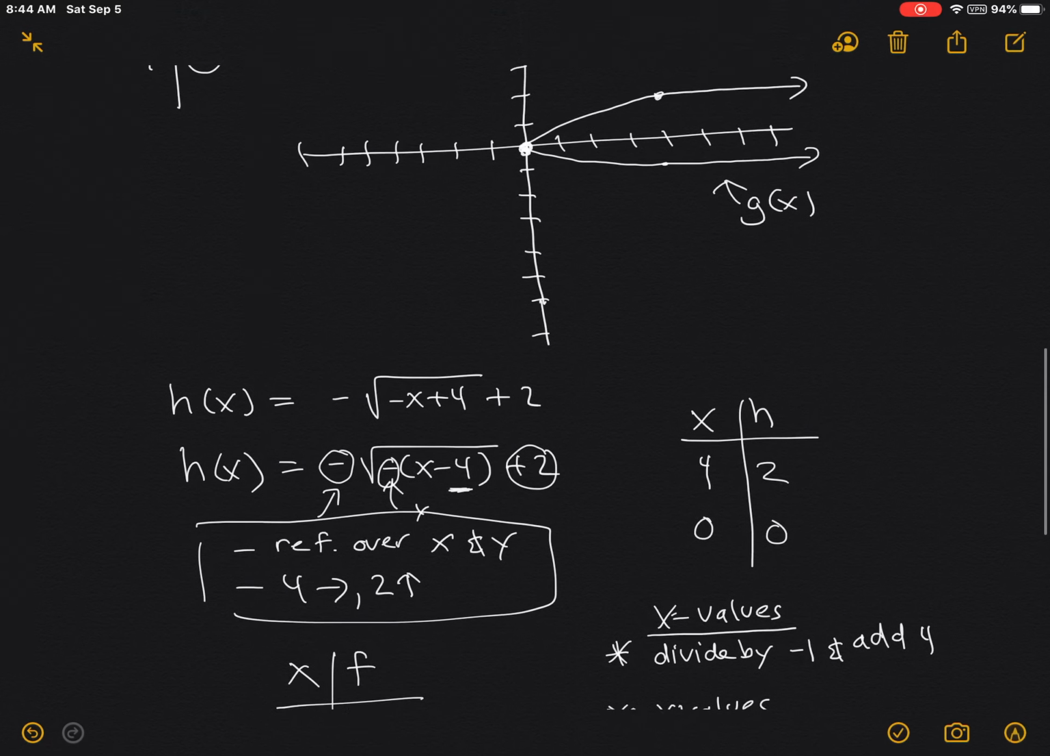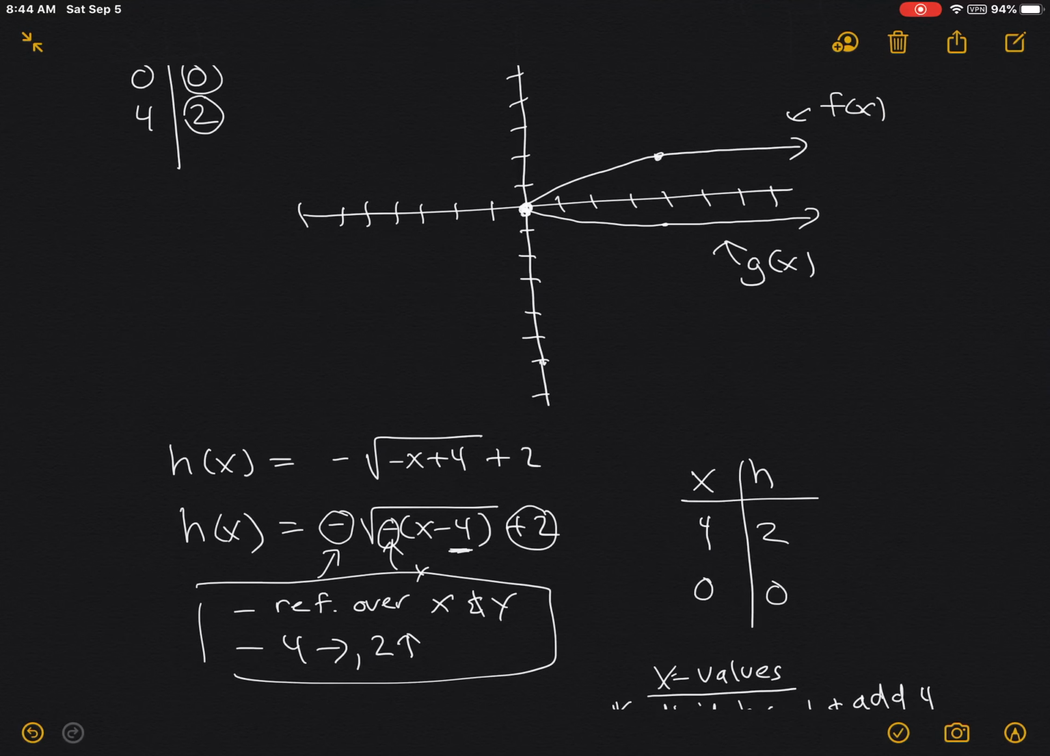Okay, and this is how you would graph. So 4 comma 2 is my starting point. 1, 2, 3, 4. 1, 2. And then 0, 0 is another point. So the graph will look roughly something like this. Okay, so there's my h of x.